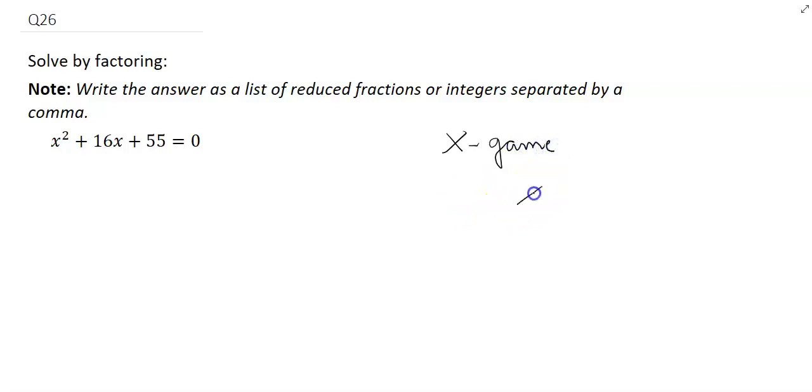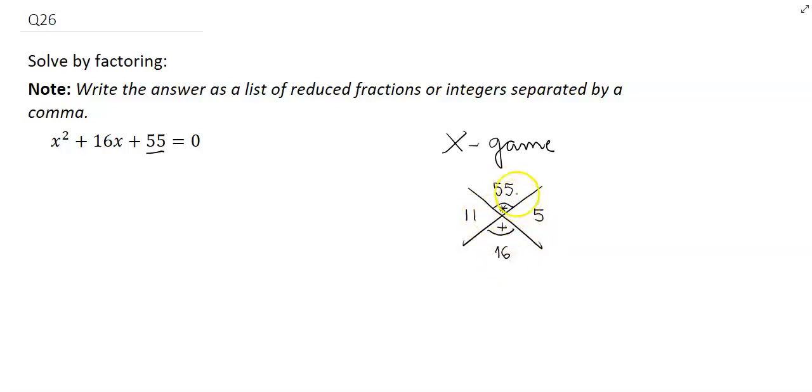The X game, you put a big X. On top is the multiplication, that is 55, and the sum must be 16. So this is 11 times 5, because 11 times 5 is 55, and 11 plus 5 is 16.